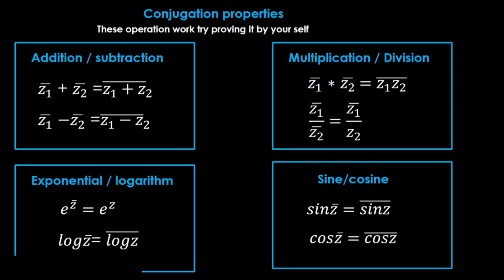In exponential and logarithm, you have e to the z bar is the same thing as the conjugate of e to the z. Put z bar here. And in logarithm, it's the same thing, with the z bar outside: you just find the logarithm of the inner one and then the conjugate at the end. Multiplication and division work the same way, you just generalize the z bar all over. And in sine and cosine, you have the same thing.